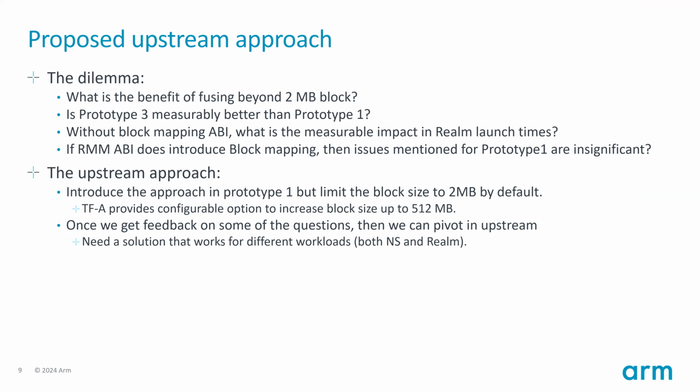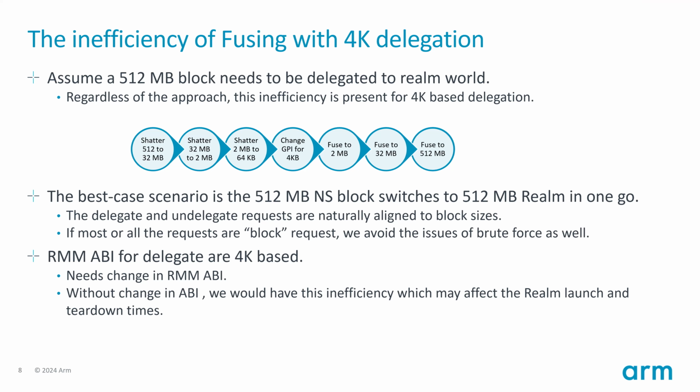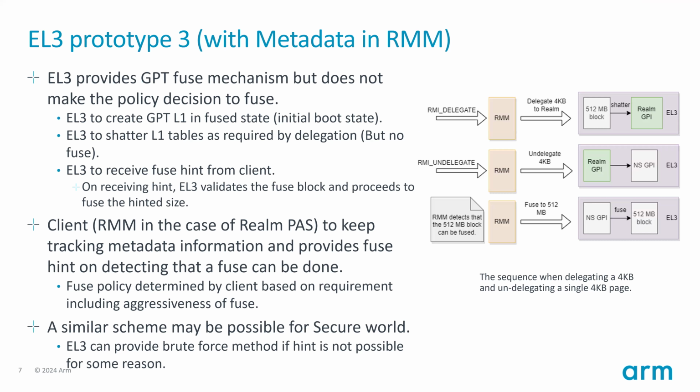Soby, one question that might relate to the RMM ABI change. Actually, in slide 7, when the last operation is to actually query fusing at the bottom of the picture, is it actually a new ABI or conflated into an existing ABI? This operation of fusing to 512 MB directed by the client. Right.